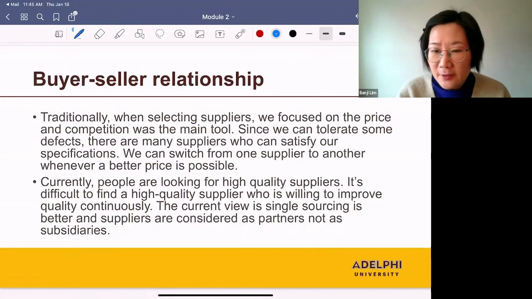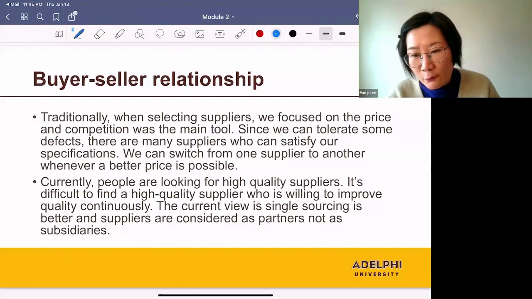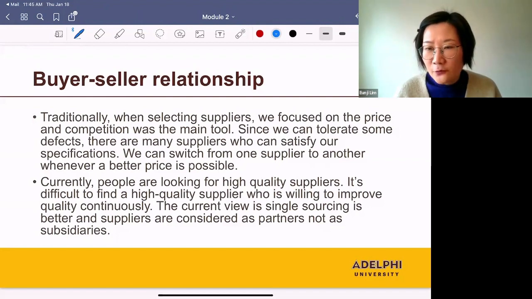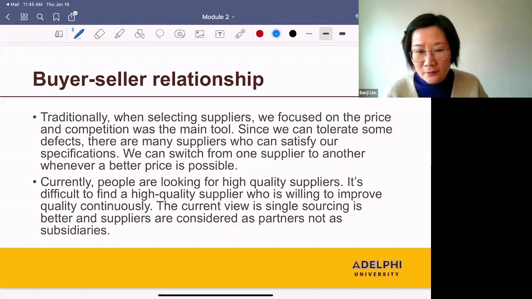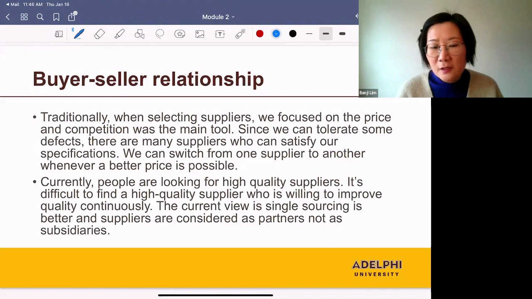Traditionally, when selecting suppliers, we focused on the price, and the competition was the main tool. Since we can tolerate some defects, there were many qualified suppliers who can satisfy our specifications. So we can switch from one supplier to another whenever a better price is possible. But currently, people are looking for high quality suppliers, and it's very hard to find high quality suppliers. So the current viewpoint is single sourcing is better, and suppliers are considered as partners, not as subsidiaries.